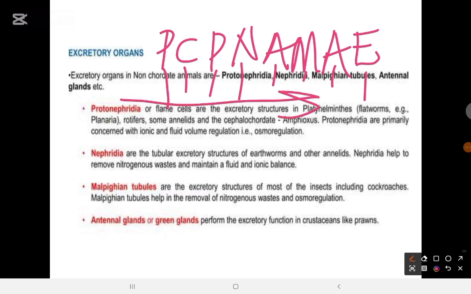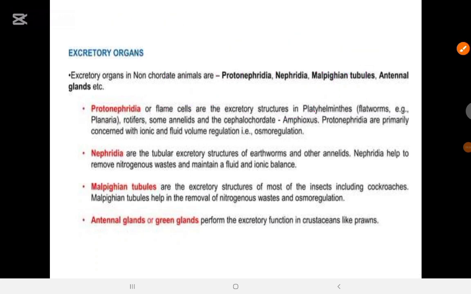But of course, you should also know about the protozoans, which are the early animals. Before we discuss this group of invertebrate animals, let's first discuss the protozoans. In this group of animals, we are going to be seeing the protonephridia, nephridia, malpighian tubules, and antennal glands, in order of complexity. This arrangement is in order of complexity and, of course, advancement of the organisms.